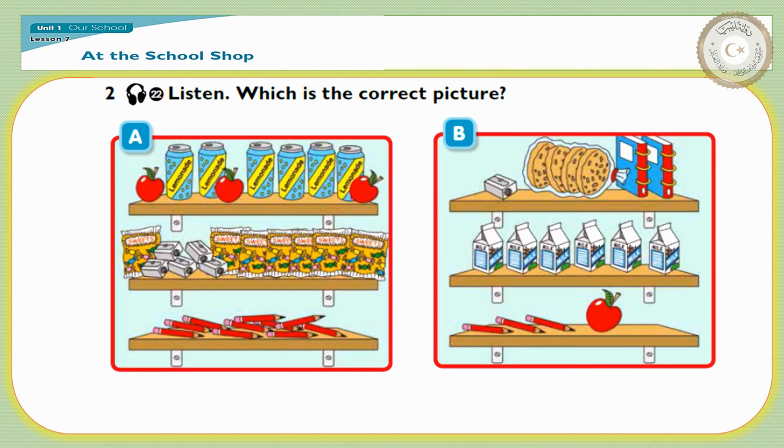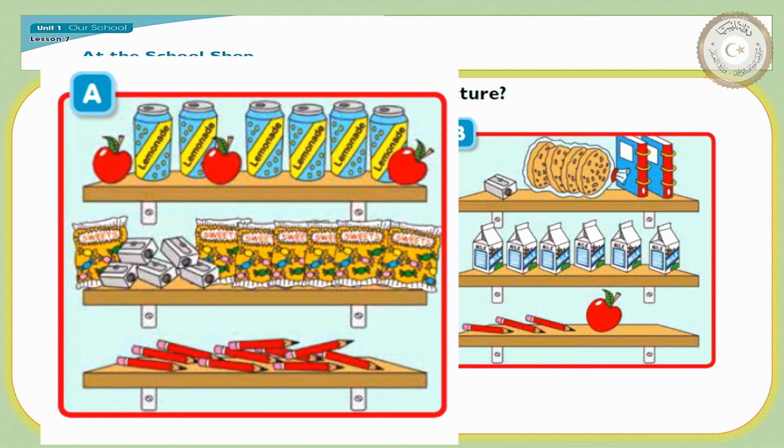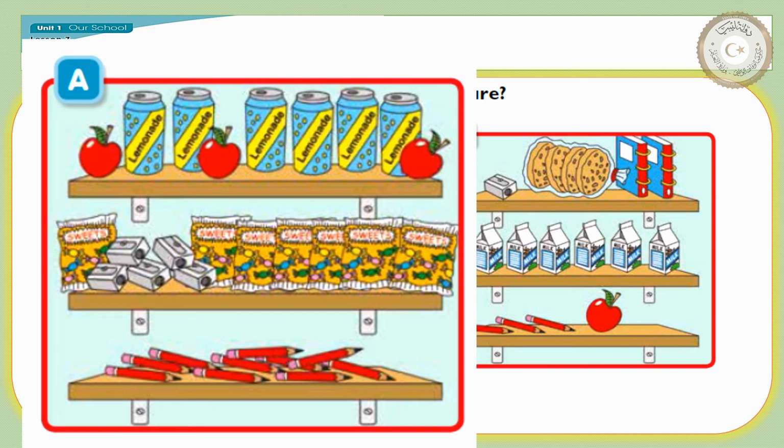Okay, now, which picture is correct? Can you tell me? Yes? Excellent, it's A. So this picture is correct. So now, what do we have here? We have cans of lemonade. How many? 1, 2, 3, 4, 5, 6.